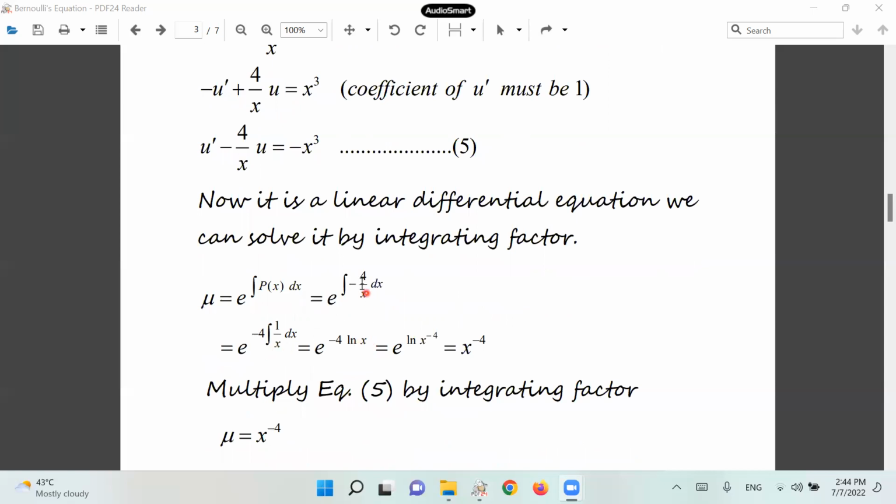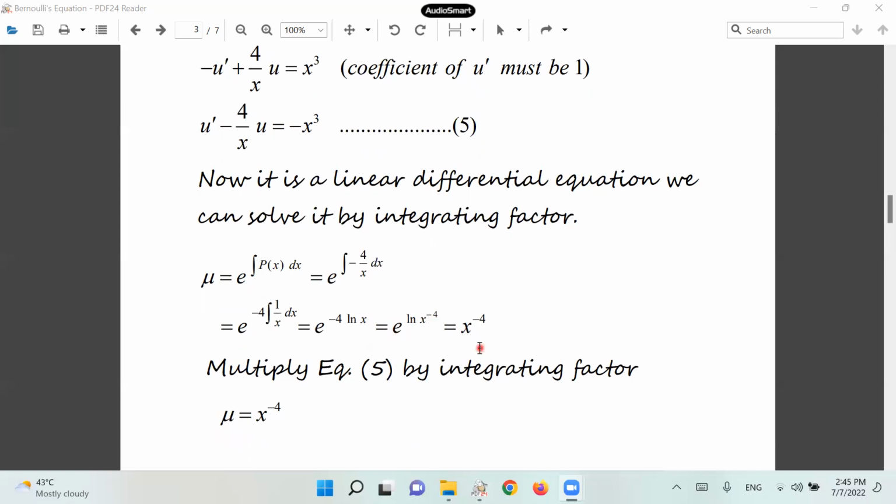When we integrate it, take this minus 4 out, because that is a constant. So the integration of 1 over x dx is ln of x. Using the properties of ln, we can take this coefficient as the power of x. So it becomes ln of x power minus 4. And ln and e will cancel out. So the answer will be x power minus 4.